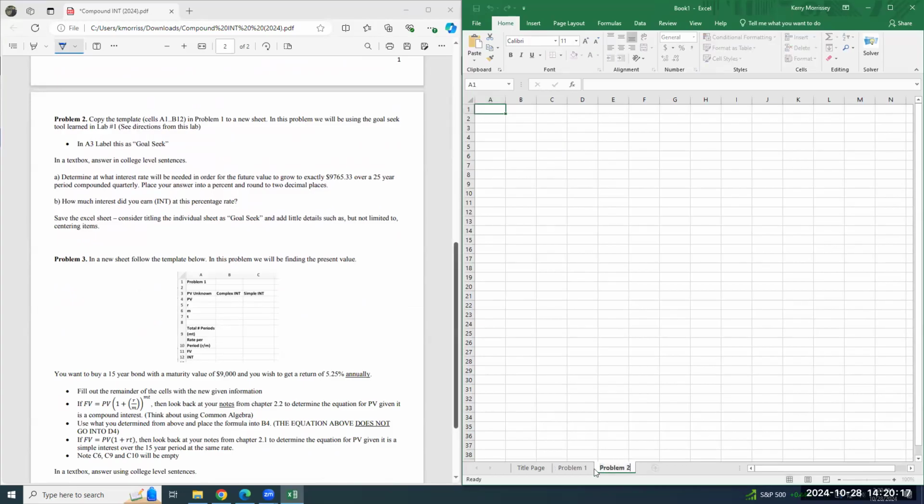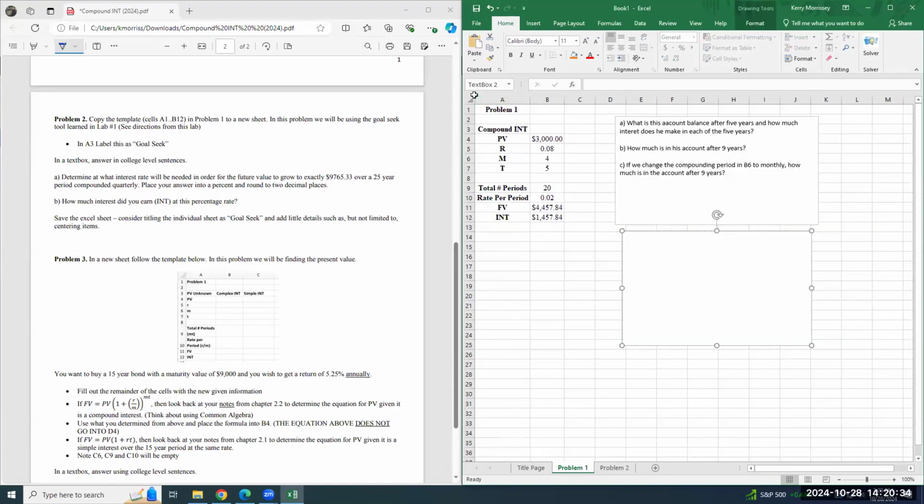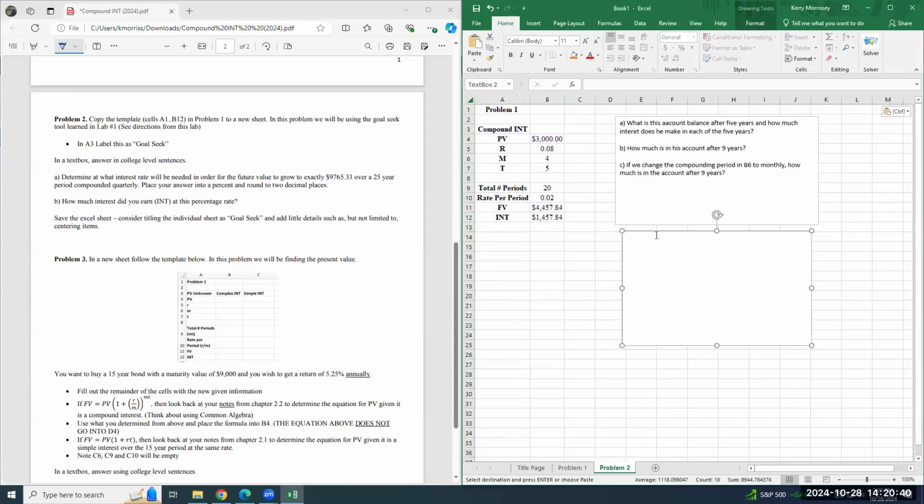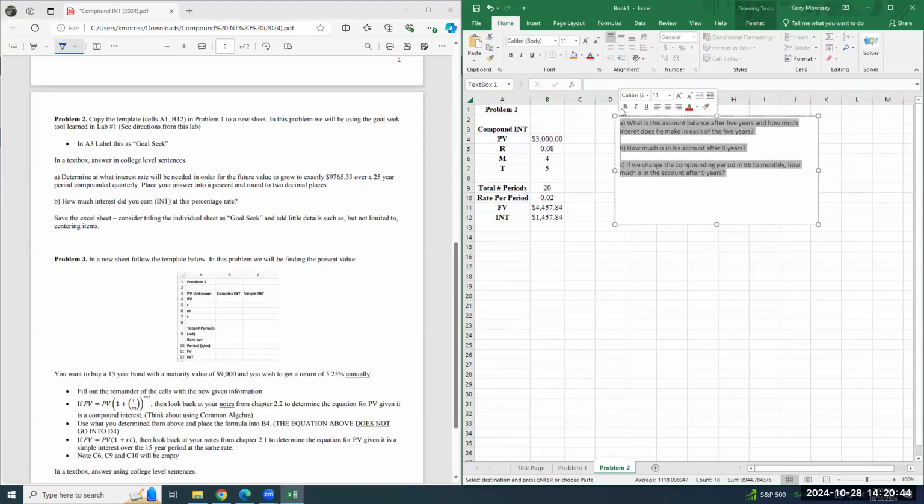This is problem 2. It says copy the template cells A1 to B12 in problem 1 in a new sheet. We will be using this problem to use the goal seek tool learned in lab 1, that being our simple interest lab. So let's go ahead and copy everything over. Of course, we have a new text box each time, so I'm going to delete that.